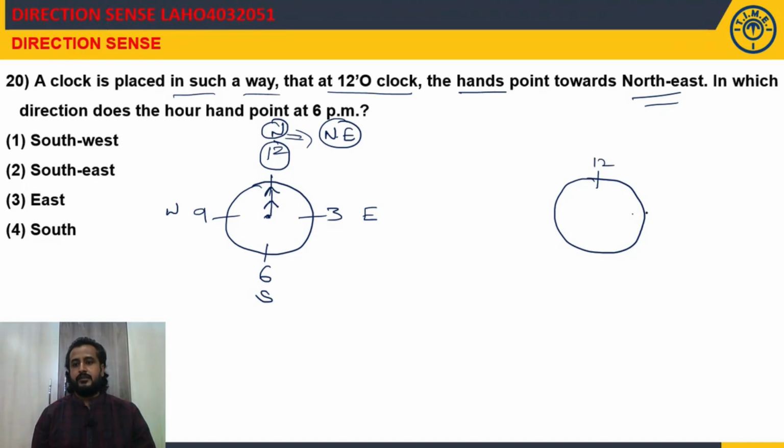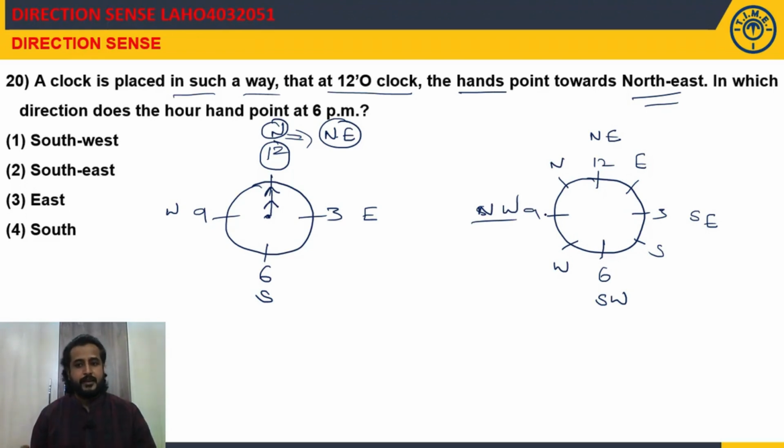So 12, 3, 9, 6. So what is the direction they mentioned? Northeast. So from the northeast 90 degrees clockwise, southeast. From the southeast 90 degrees clockwise, southwest. From the southwest 90 degrees clockwise, northwest. So this is north, this is east. So northeast. So east, south, between them southeast. South, west, between them southwest. West, north, northwest. Right? Clear? So according to the change directions, this is after changing.